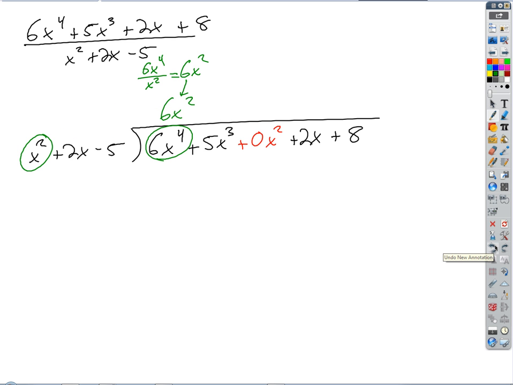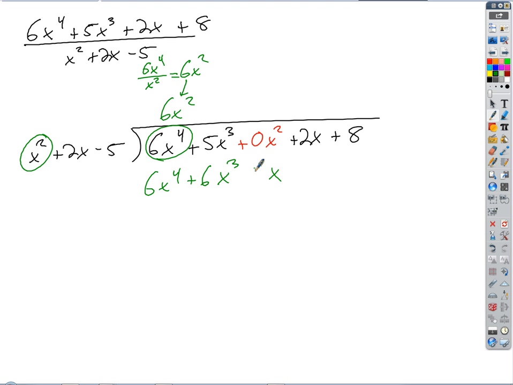6x squared times x squared is 6x to the fourth. So I'm going to line it up with that column, right? What I like to do is I always ask myself, okay, what column am I going to go in? Let's do the variable first. X squared times x is x cubed. Now what's the number going to be? 6 times 1 is 6, right? No. X squared times, well, there's no x there, so I'm going to be in the x squared column.